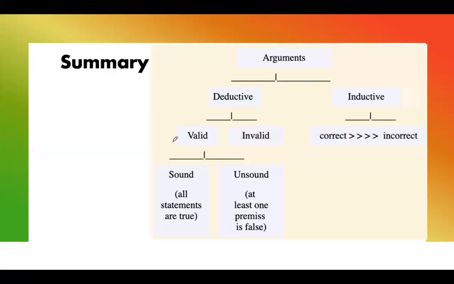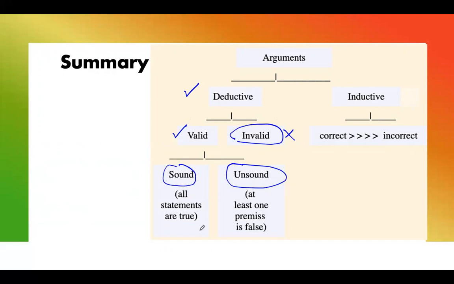Okay. If invalid, then it must be unsound. So you can see here, the argument has 2 types. We already learned this just now. Now we're going to learn valid or invalid. So if valid, then it can be sound or unsound. If invalid, then we cannot determine sound or unsound. It's already invalid, so no point finding out whether the premises or the conclusion is true or not, right?